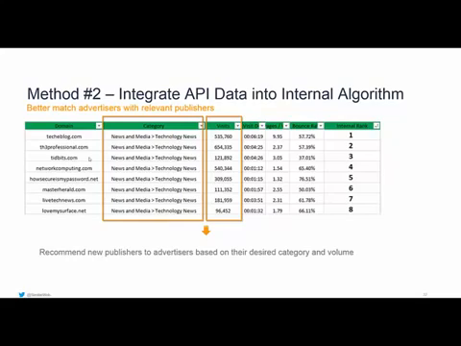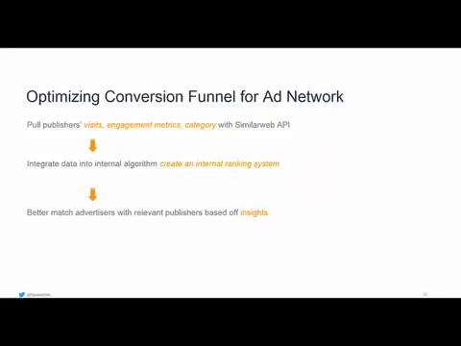Another thing you can do with this, of course, is if, let's say, you're automating what ads are placed on what site, this can help you decide which websites to place which ads on to further increase your KPI and your conversion. So just to recap what we did, we're pulling the visits, engagement metrics, and category. We looked at how to integrate the data into an algorithm, creating an internal ranking system or improving on an existing one, ultimately to better match advertisers with relevant publishers using our data.